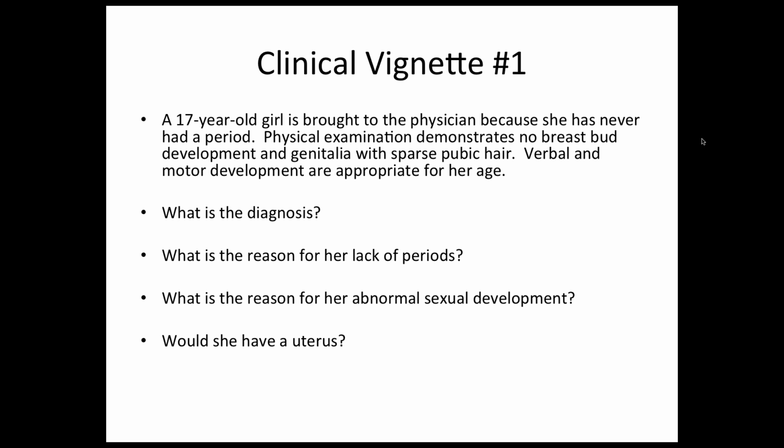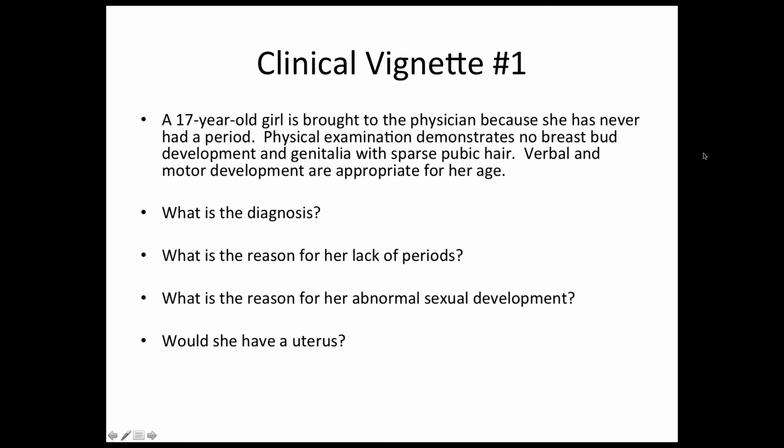Verbal and motor development appropriate for age. What is that supposed to tell us? It excludes other genetic conditions that could affect her mentally and motor skills. Yeah, I can't think of any, but sure. Okay, so we said that. So what do you guys think the diagnosis is? Turner's. Yeah, I think Chris made a pretty convincing argument for Turner syndrome.